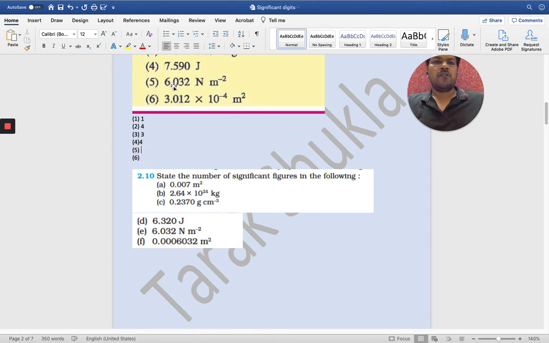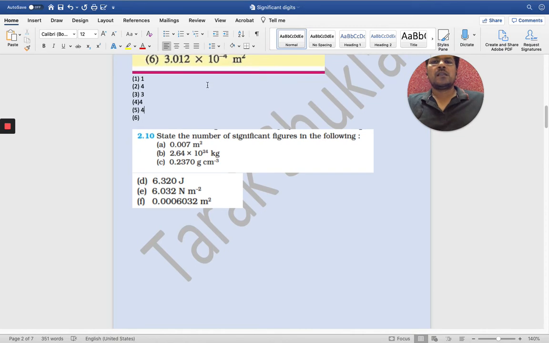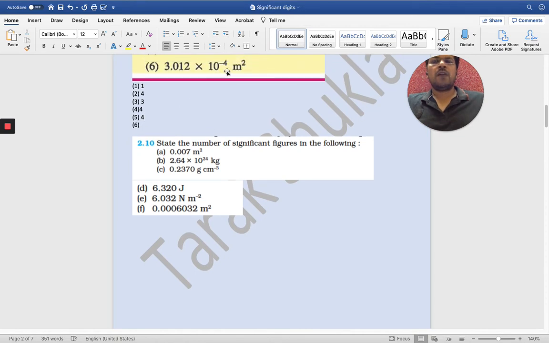We have a decimal point, whether it is there or not, but the 0 is preserved between two non-zero digits. So our answer would be 4 significant digits. Next one is 3.012. Here you can just say that our power would be 10 to the power minus 4, but we are not on a journey to include this. So 0 is preserved between two non-zero digits, whether we have a decimal point there or not. So we have a total of 4 significant digits.